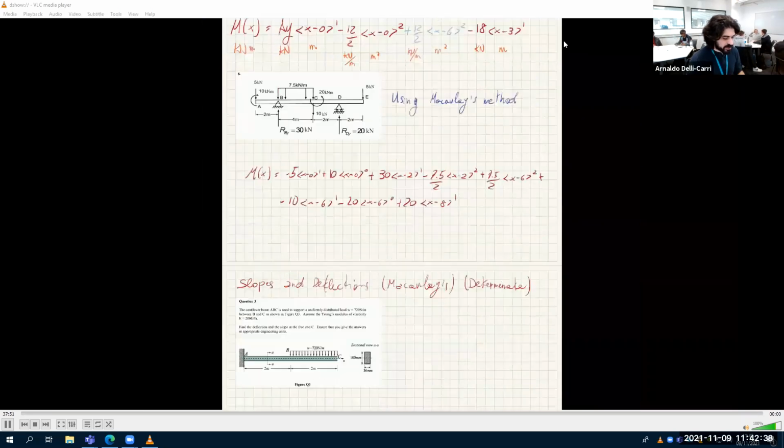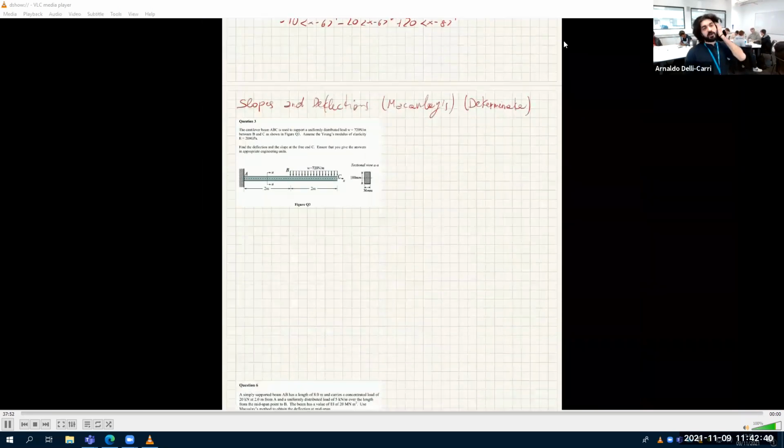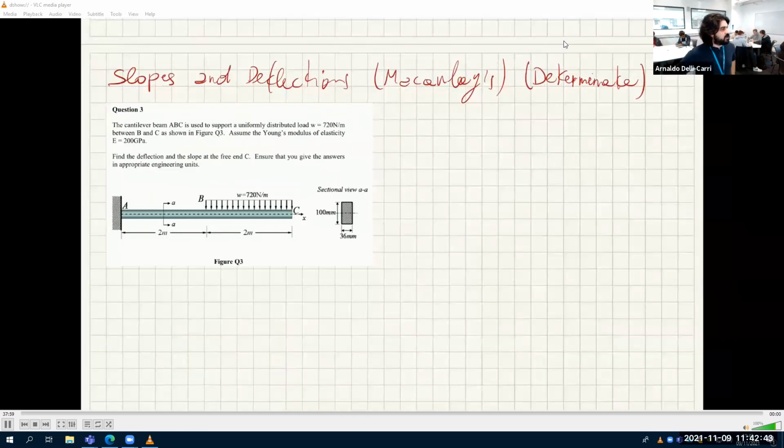Now let's solve for slopes and deflections using Macaulay's method on a determinate beam. Do you remember the difference between a determinate beam and an indeterminate beam? It's how it's constrained. You've got the same number of unknowns as equilibrium equations. So if you can solve the reaction forces using only equilibrium equations, in this case with at most 3 unknowns, then this is a determinate beam.